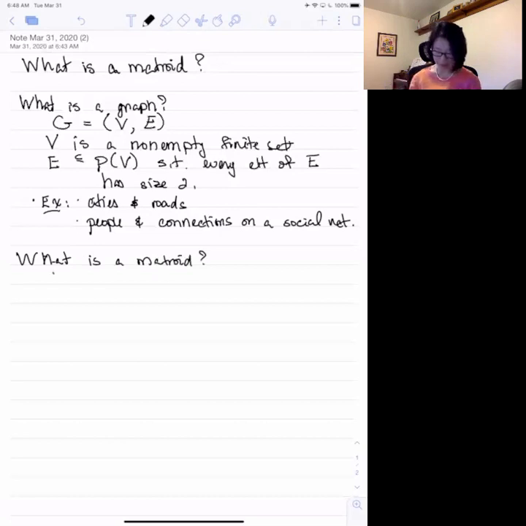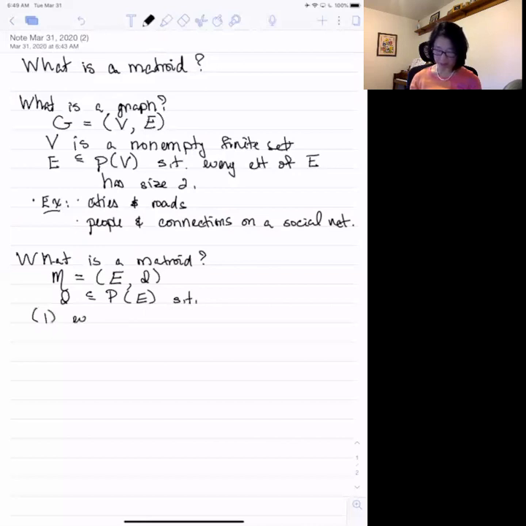matroid? Well, a matroid is a thing M that consists of an ordered pair, a non-empty finite set that we usually call E, together with, and here we can talk about what a matroid is in lots of different ways. The first way we're going to talk about is a set script I, where I is a subset of the power set of E such that it satisfies 2 properties.